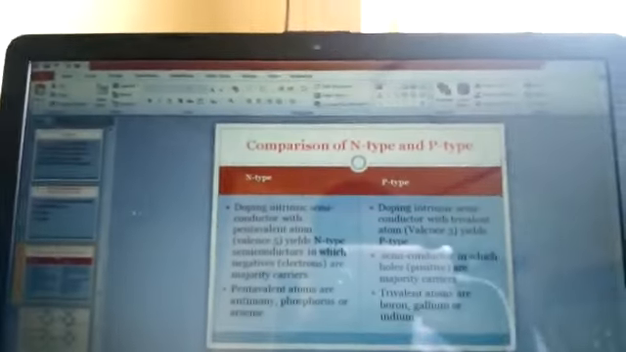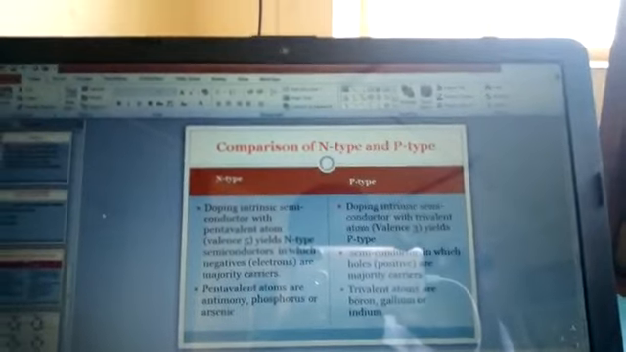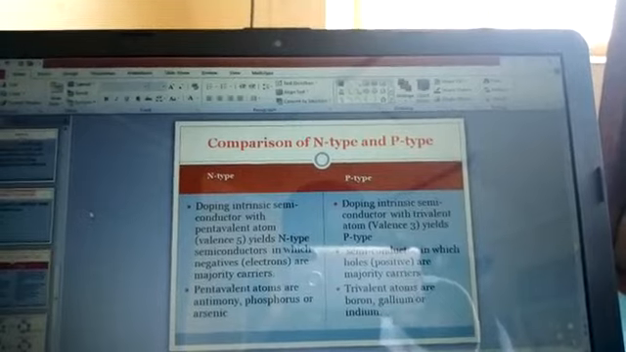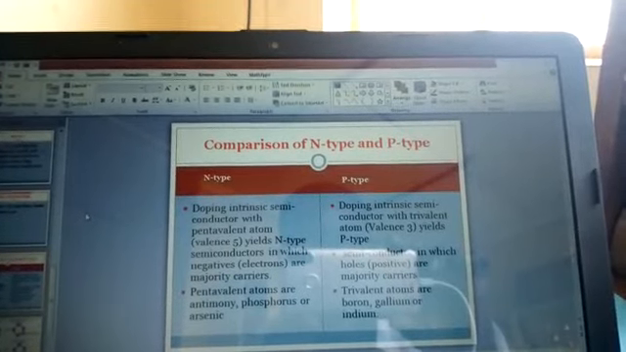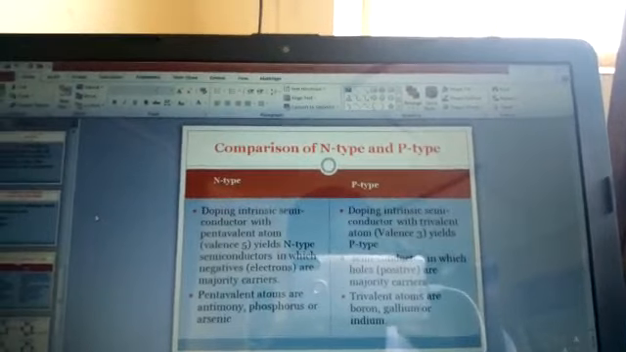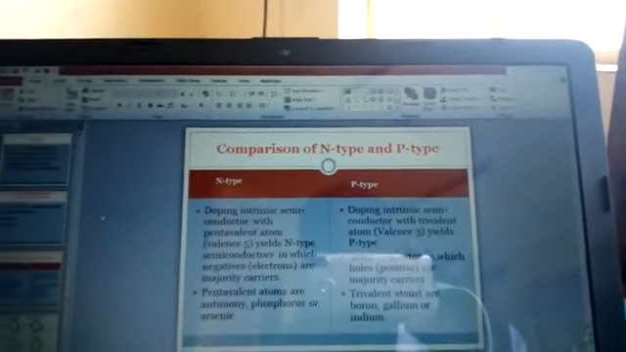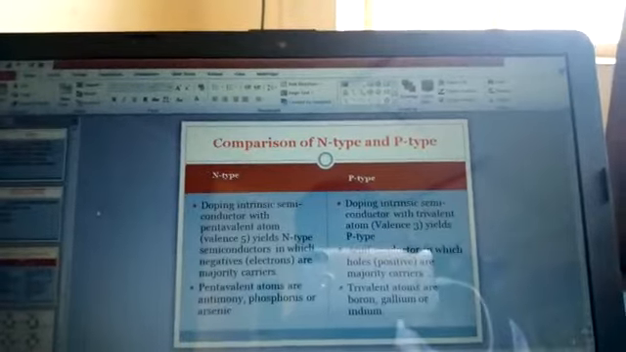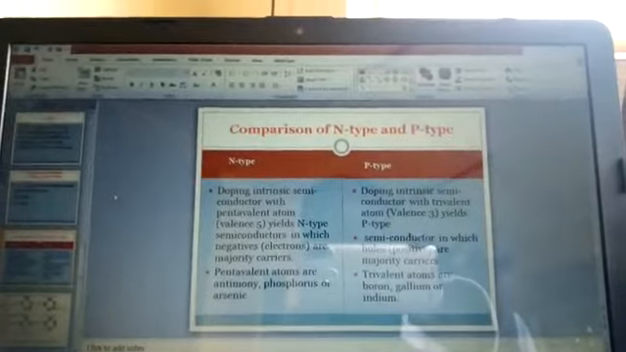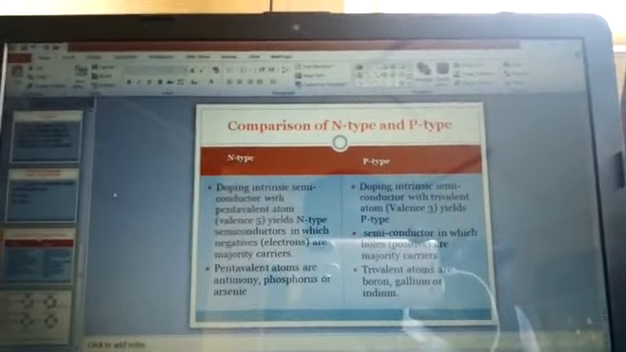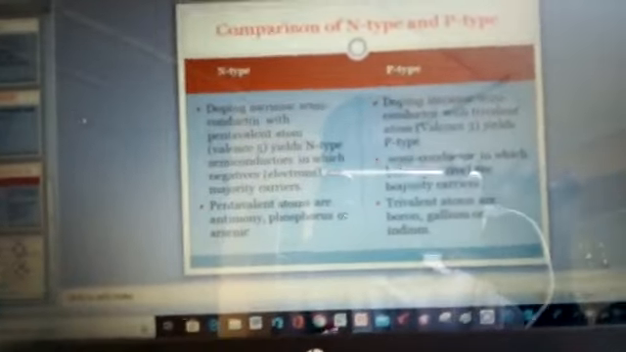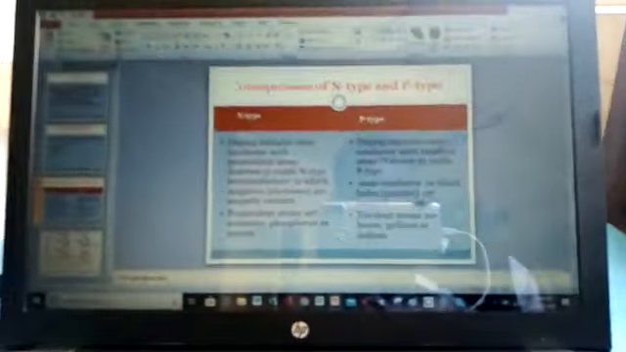Now, when you come to P-type, we dope the intrinsic with trivalent. So you see you have valency 4 and this one we are giving valency 3. So it's like you remain with a hole. So that hole is key to the definition that in P-type semiconductors, majority carriers are holes, or positives.